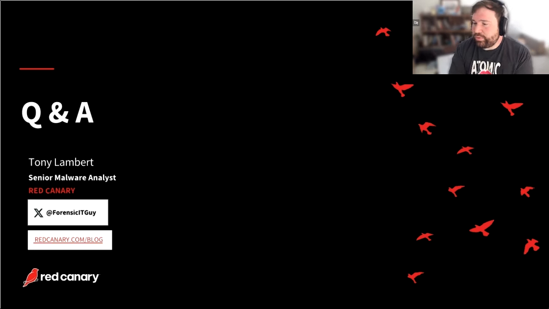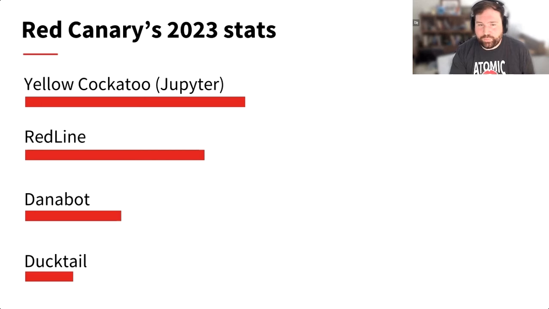All right, one person asked, what do the lines on the 2023 stats slide represent? So these lines correspond with the most common ones that we saw. We saw Yellow Cockatoo the most common, Redline second most common, Danabot third, and Ducktail fourth. These are the four most common that we saw for 2023. So the lines are just literally related to each other in prevalence here.